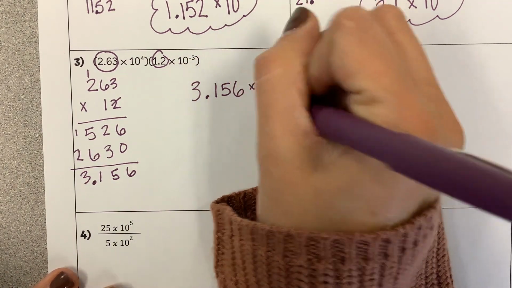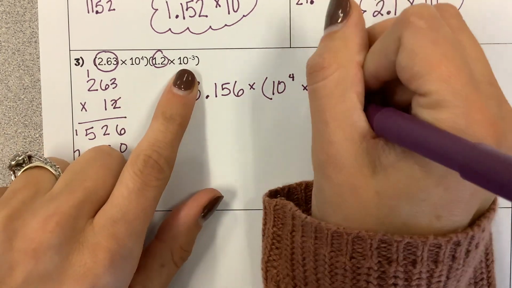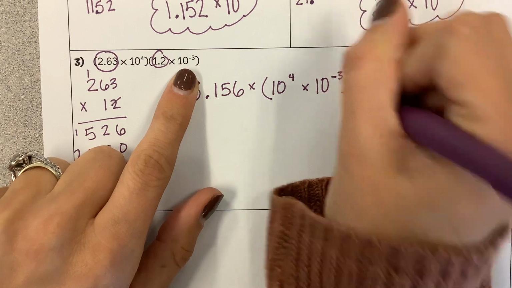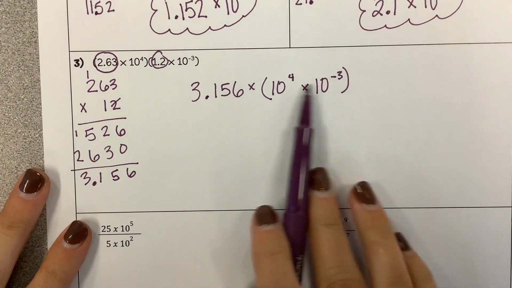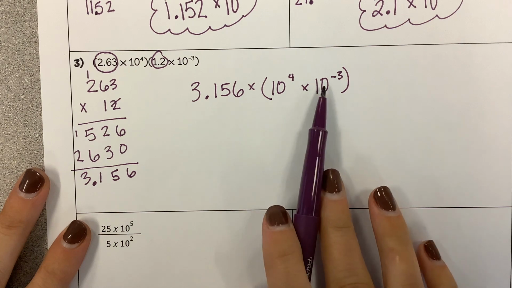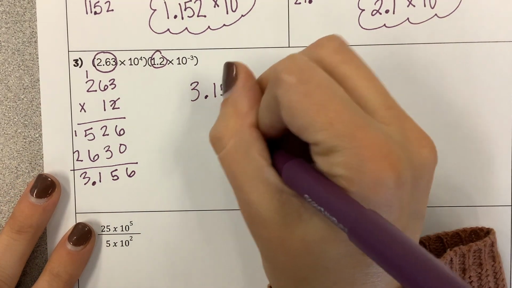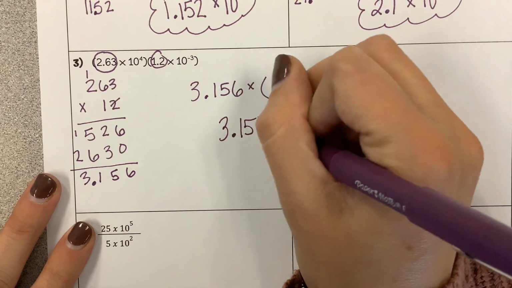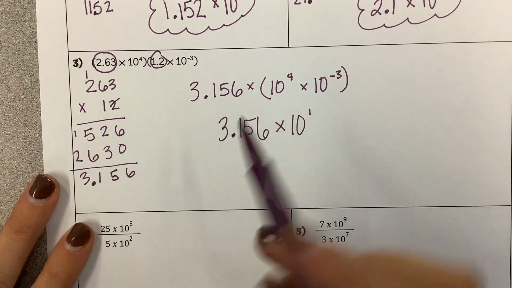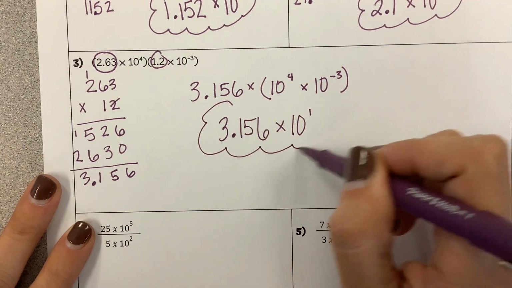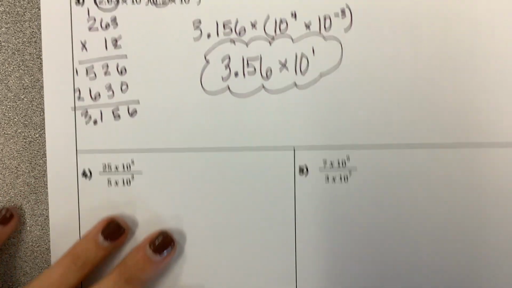Okay, so we have 3.156 times. Our first power is 10 to the 4th. Our second is 10 to the negative 3rd. We are adding our exponents. 4 plus negative 3 is just 1. So 3.156 times 10 to the 1st. This is in scientific notation, so I don't have to move anything. I can leave it as is.